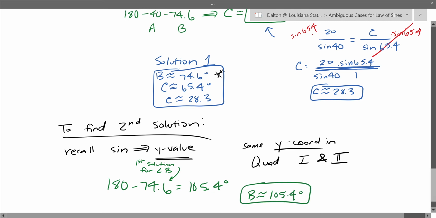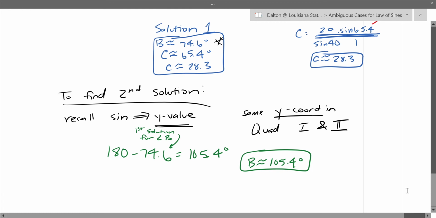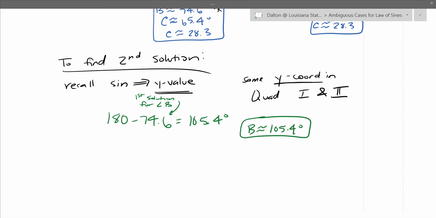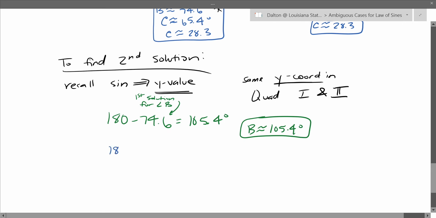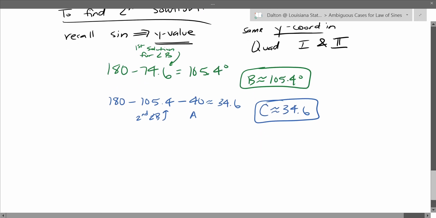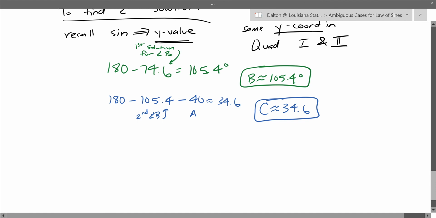And if angle B is 105.4, let me give it some more space here. Then again, we can easily find angle C by taking 180 minus 105.4 minus, remember, angle A is still 40 degrees. So this is the second solution. That's the second angle B, and this is angle A. And that's going to give us approximately 34.6. So angle C is approximately 34.6. So those are the two angles, and we already have two of the sides. The only thing that we have left to find is side C.